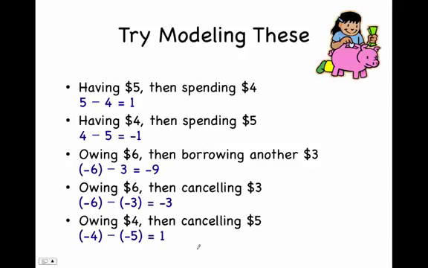And owing $4, then canceling $5. Okay, so negative 4 minus negative 5 equals positive 1. I owed $4, I canceled 5 of them, but I only owed 4. So what happens to the leftover? I have a credit left over, so I actually end up positive 1. On a number line, that's a good picture of that. I start at negative 4, I move 5 to the right, and I end up at positive 1.